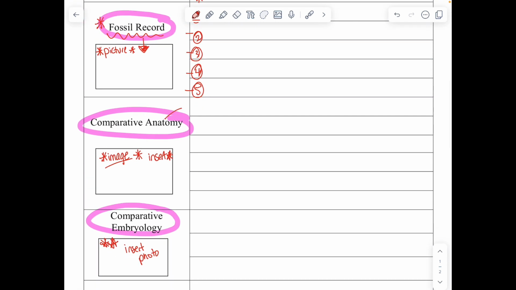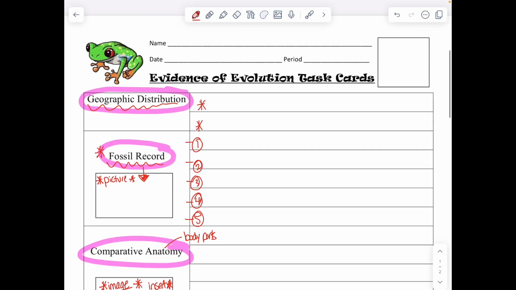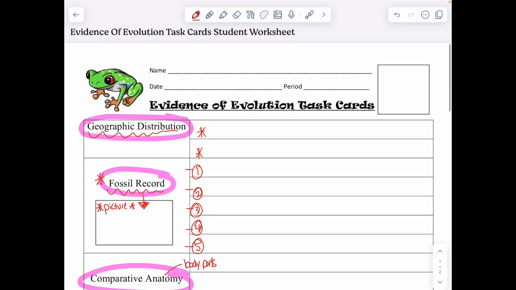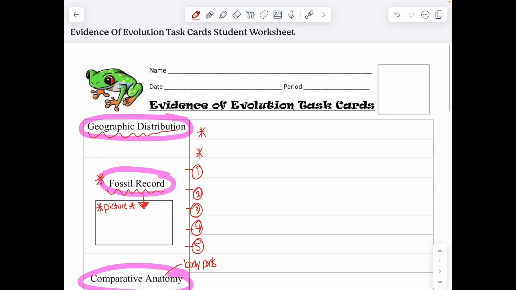Comparative anatomy, think of anatomy as body parts, as a reminder for you. And embryology, think about that as developmental, when something is developing inside as a fetus. And then biochemistry, think about the chemistry pieces, things like our DNA and our cells. Those are all chemical components that are living. So your substitute is going to give you about 10-15 minutes to try and fit the cards all into their correct record, and then they will go over the answer key with you on this video.